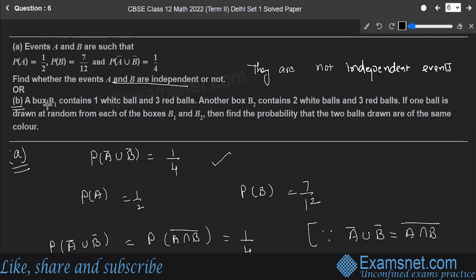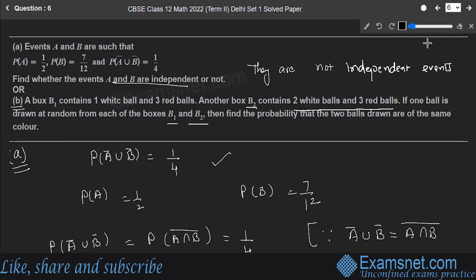We have a choice over here. It says a box B1 contains one white ball and three red balls. Another box B2 contains two white and three red balls. One ball is drawn at random from each of the boxes B1 and B2. Then find the probability that the two balls drawn are of the same color. Okay, so let's understand the problem first.